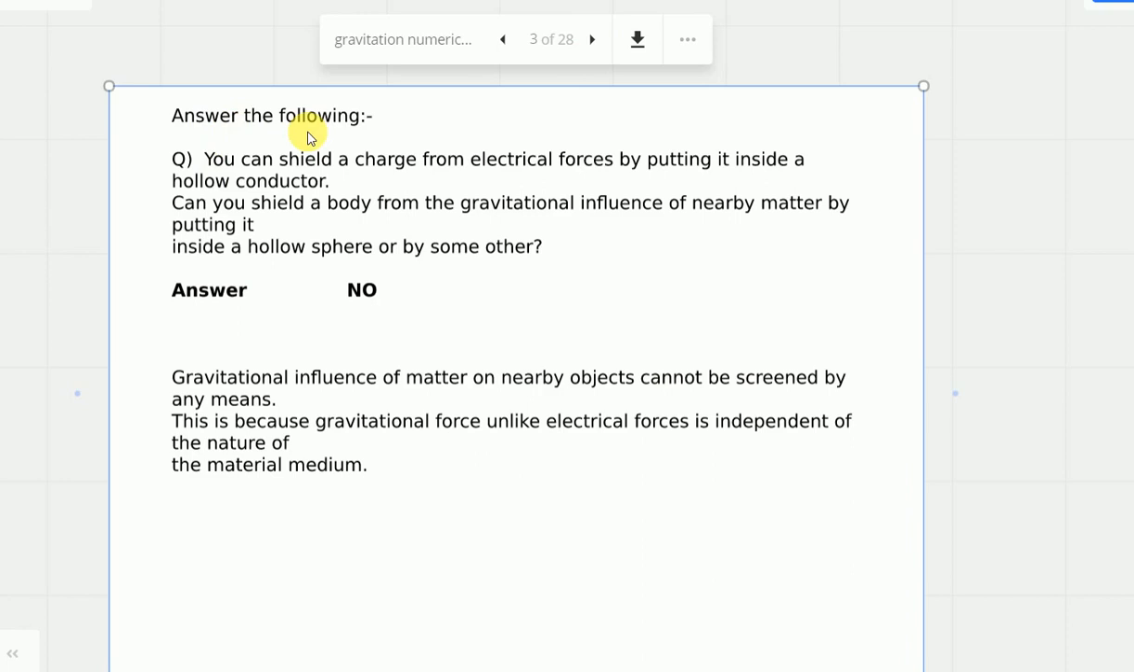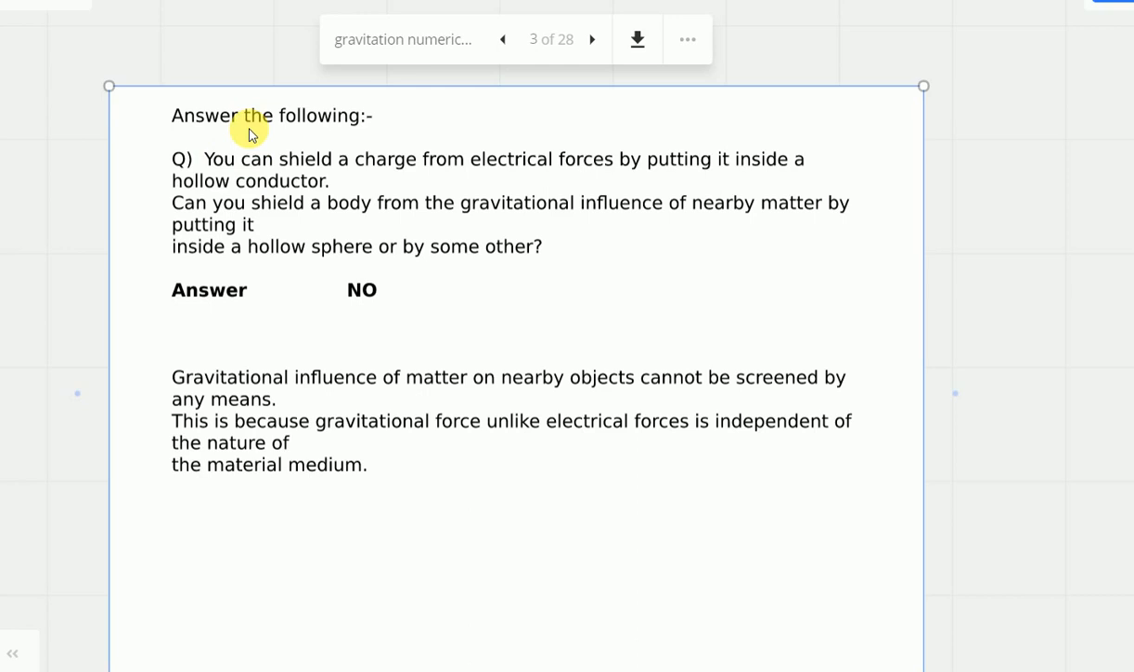Actually, we are going to solve problems from the chapter Gravitation, Class 11 NCERT. Okay, so let's start. We will not solve each and every problem. We will try to solve some of the problems, since if we go through all the problems, it will be a long video. So let's make it short.